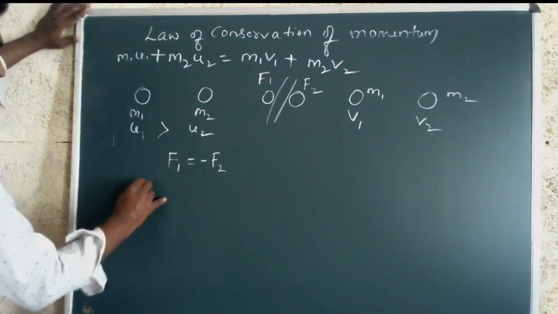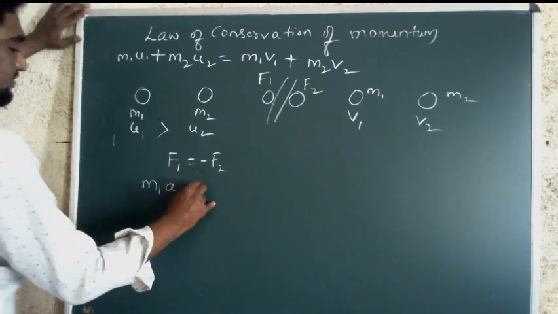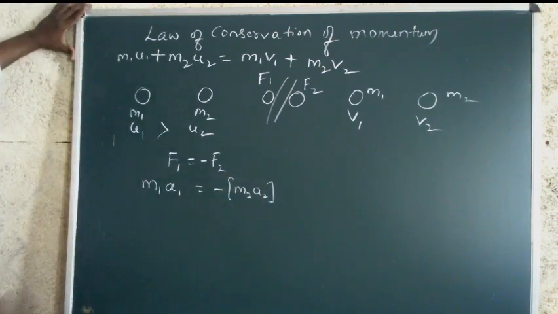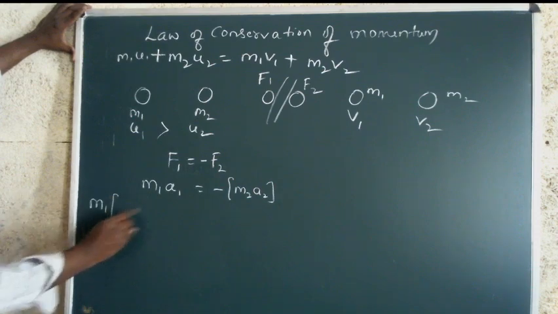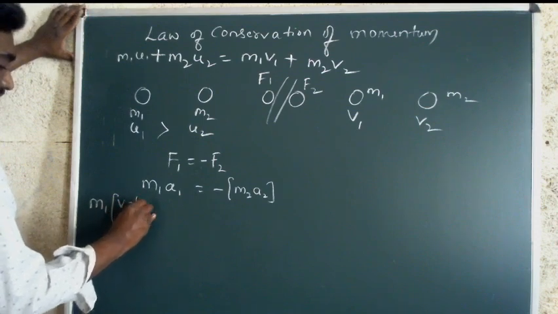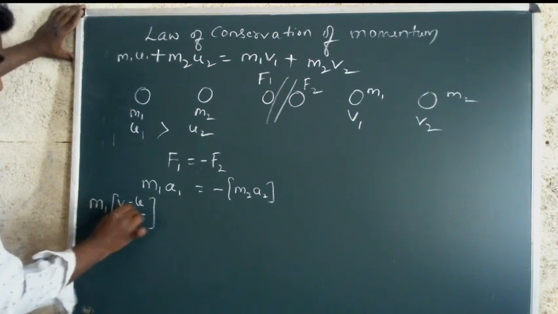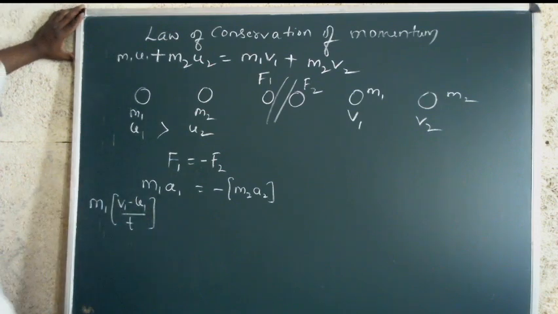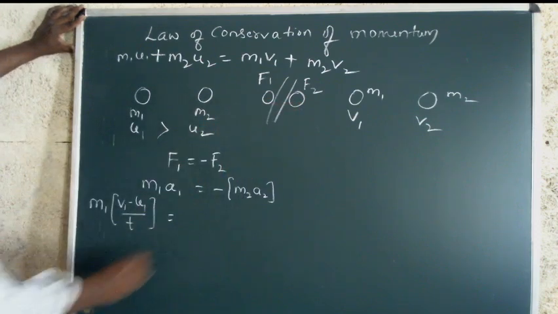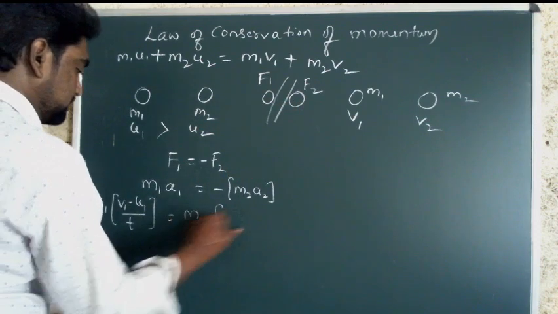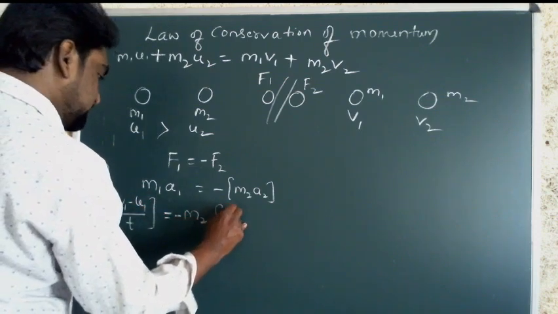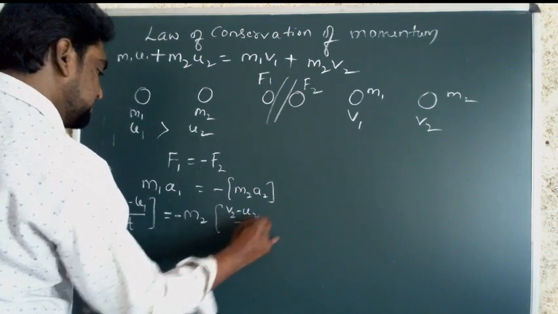Now, F1 means m1 into a1. F2 means minus m2 into a2. Okay, children? m1 I will write as it is. The expression for a you have already seen in the previous derivation: v minus u by t. For the first body I'll take v1, u1. I need not take t1 and t2 because the time interval for both the bodies is the same. Then m2 into, here minus is there, m2 into v2 minus u2 by t.